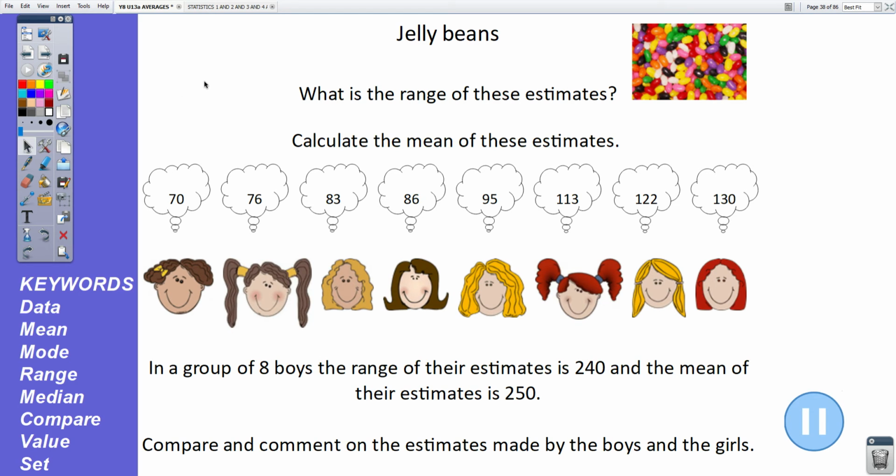Jelly beans. What is the range of these estimates? Calculate the mean of these estimates. Just one moment.